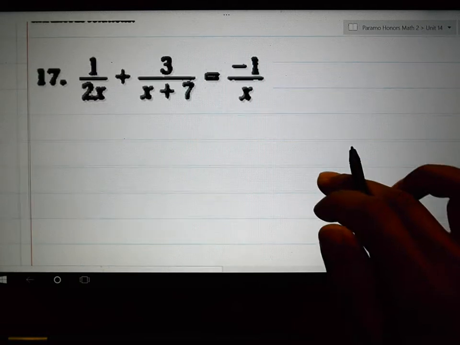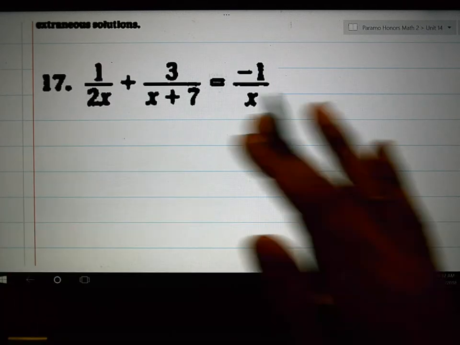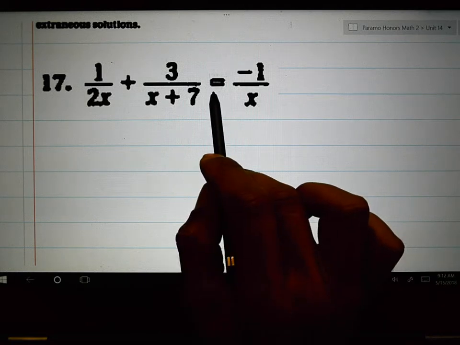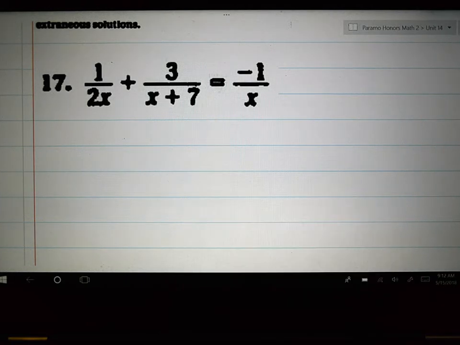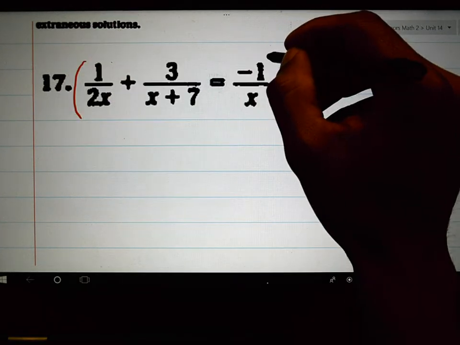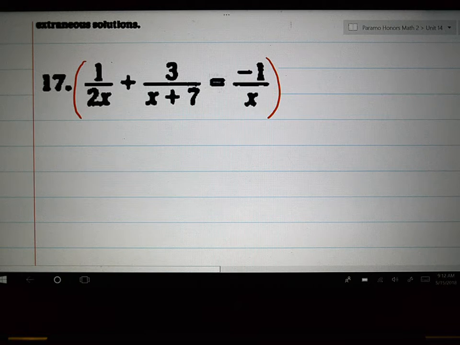So I picked number 17. The reason why I picked number 17 is because if I'm trying to do this problem, because there's an equal sign, I can get rid of the fractions. I can clear the fractions by multiplying by the LCD, the common denominator. I can take this equation and multiply every single thing by the common denominator.